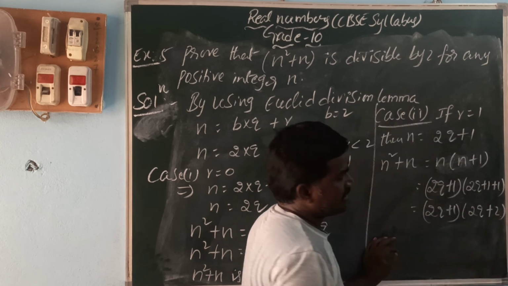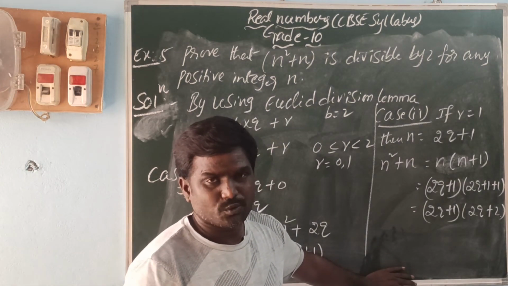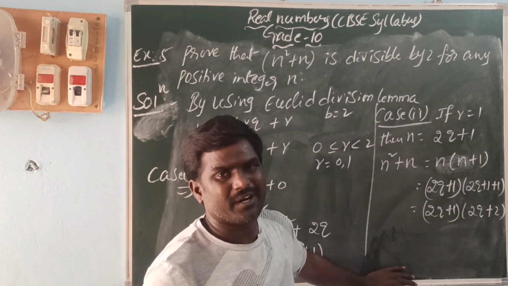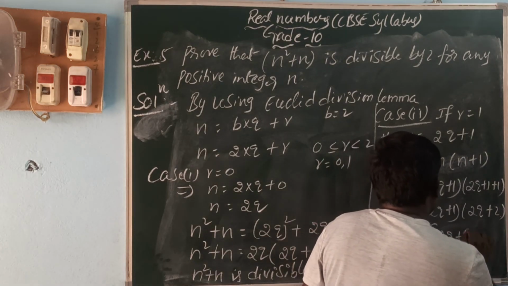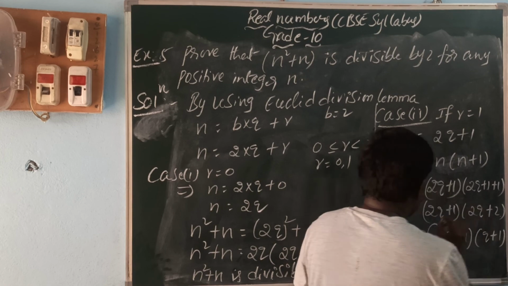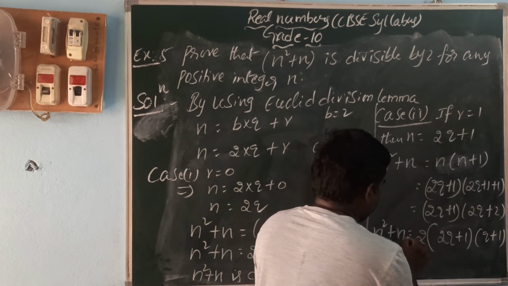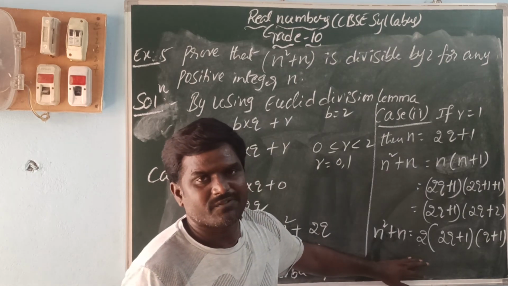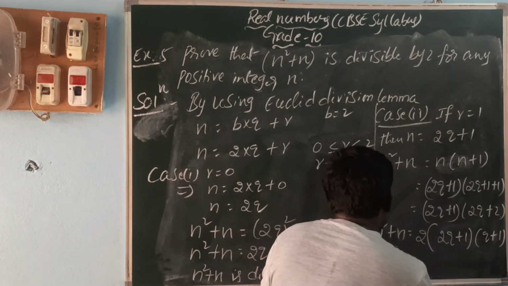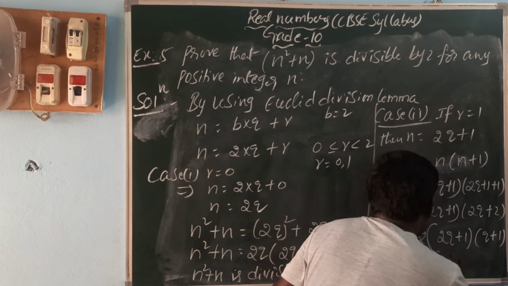In this, what is common? 2. 2q plus 2 is 2 into q plus 2 into 1. So 2 is taken outside. What is remaining? 2 of 2q plus 1 of q plus 1. So therefore, here n square plus n is in the form of multiples of 2. Multiples of 2 is nothing but divisible by 2. So therefore n square plus n is divisible by 2.